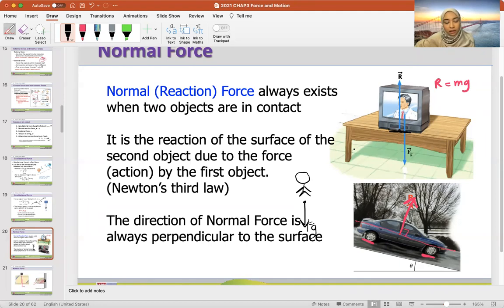You don't have that R. So where is your Newton's third law? Yang tu chapter lain, yang tu lagi detail lah. So sekarang ni kita cakap pasal contact kan.